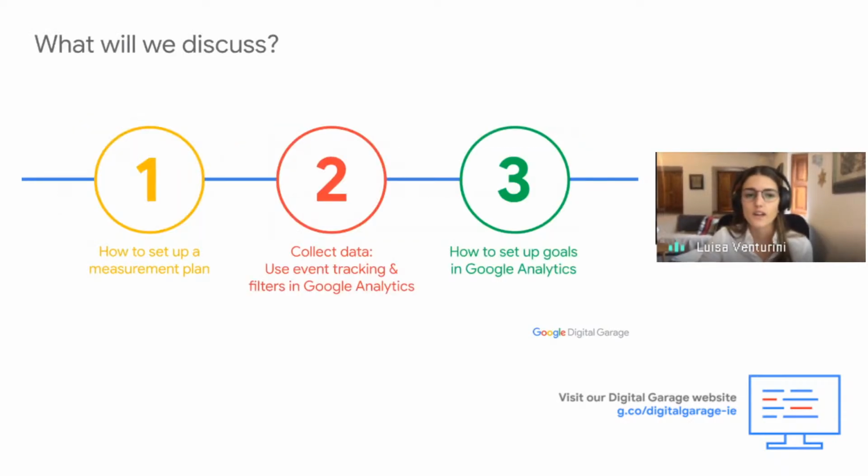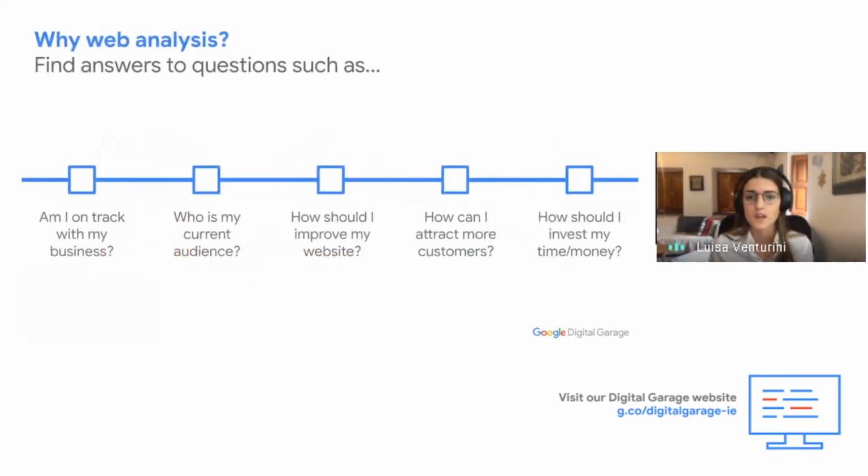So let's go into the session and see what we'll cover today. We're going to be covering 3 main areas: how to set up a measurement plan, how to collect events tracking and filters in Google Analytics, and how to set up your goals in Google Analytics. This is just because it will allow us to get a full understanding of the setup, but I'll explain a little bit more what each section would actually have overall.